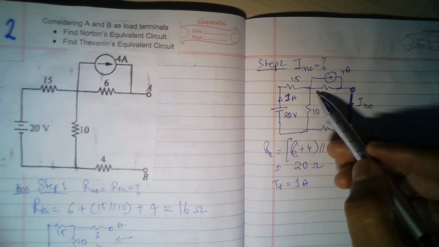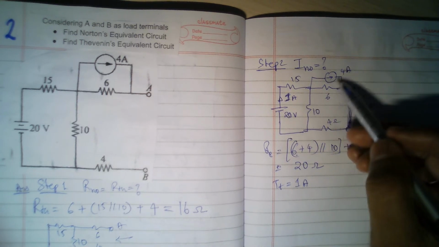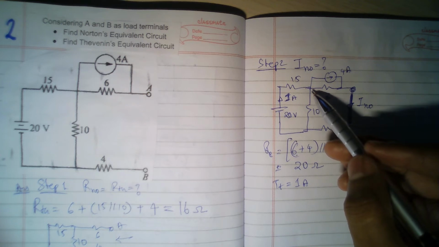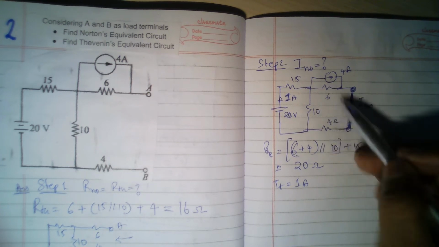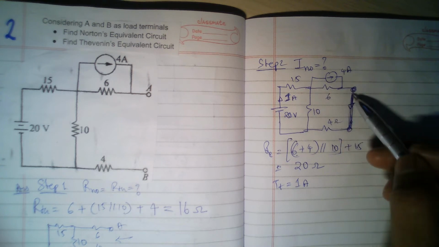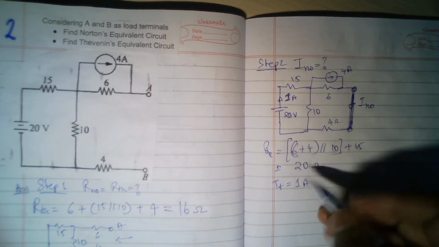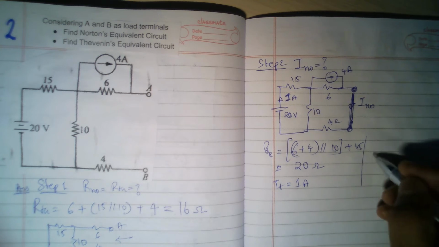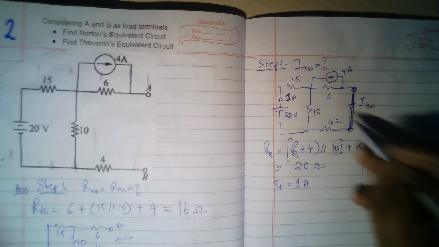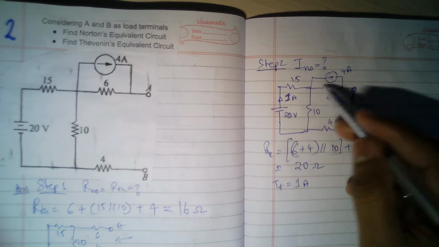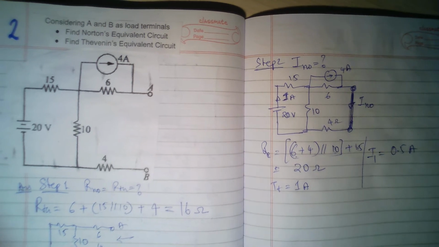Now that 1 ampere is going here. Now this branch is not there, right? So this branch resistance is 10 ohms and this branch resistance is 10 ohms, exactly the same. So 0.5 amperes will go through this one. So I1 is 0.5. Okay, so I calculated now I1 is equal to 0.5 amperes, because two parallel branches have the same resistance. Half current will go that way, half current will go this way.